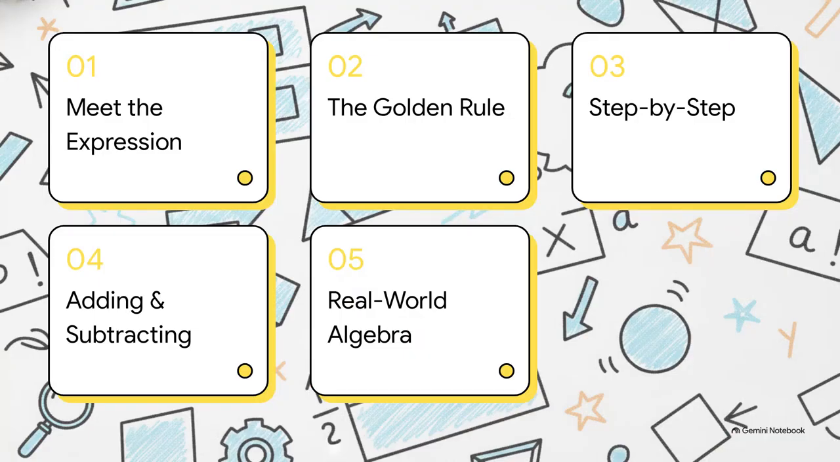Here is our roadmap for today. Section 1, we'll meet the expression. 2, we'll cover the golden rule. 3, we go step by step. 4, adding and subtracting. And finally, Section 5, real-world algebra.